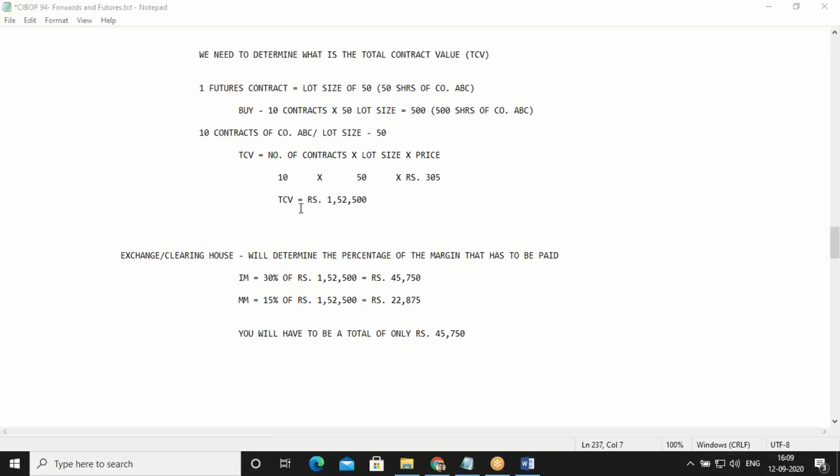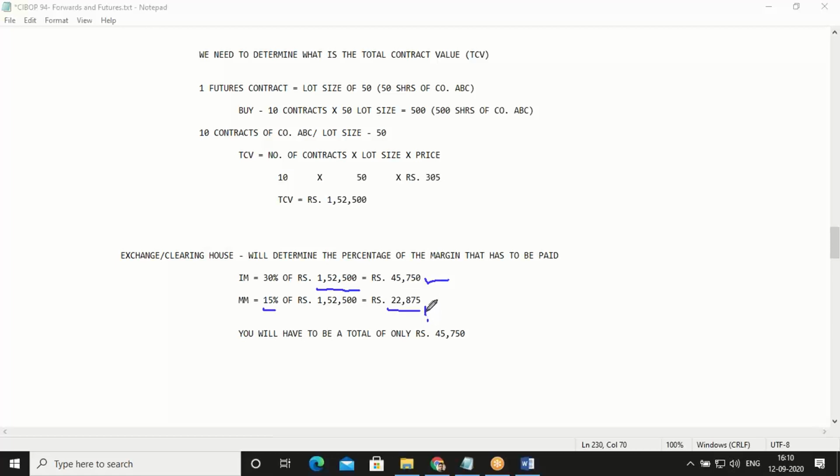Now, for example, the initial margin is 30%. If it's 30%, you're going to calculate 30% on 1,52,500. So your initial margin that you're going to pay is 45,750. And then the maintenance margin is 15%. Again, it's 15% of 1.5 lakhs. And the minimum your account balance can go to is 22,875. It cannot go below this.